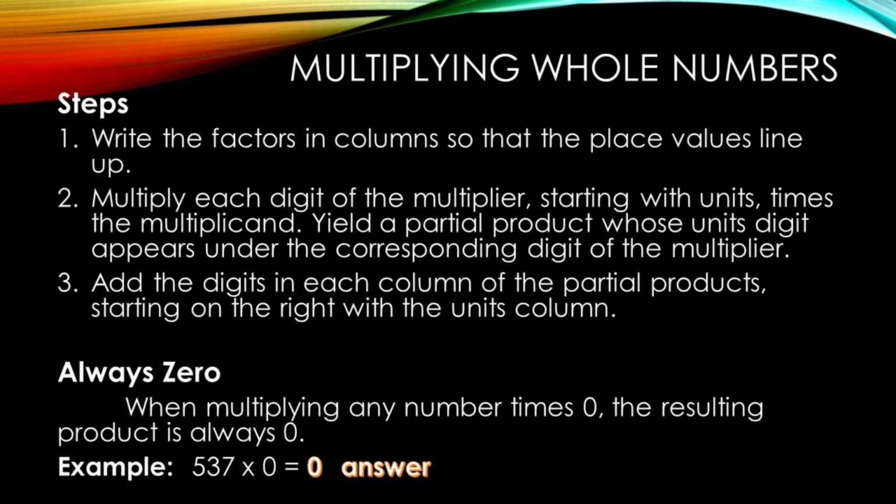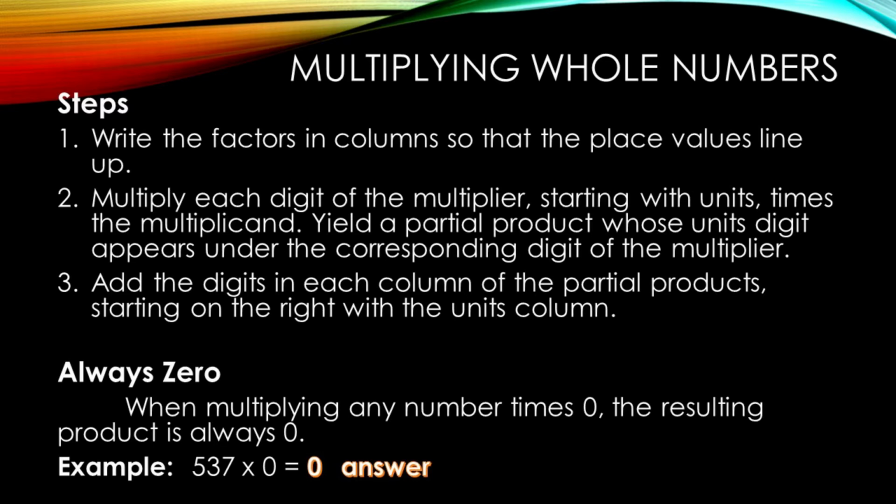Multiplying whole numbers. So we have 3 steps in multiplying. First step, write the factors in columns so that the place values line up. The second, multiply each digit of the multiplier, starting with units, times the multiplicand to yield a partial product whose units digit appears under the corresponding digit of the multiplier. Number 3, add the digits in each column of the partial product starting on the right with the units column. So dito class, yung steps na to, in-apply na natin siya kanina sa aking examples.